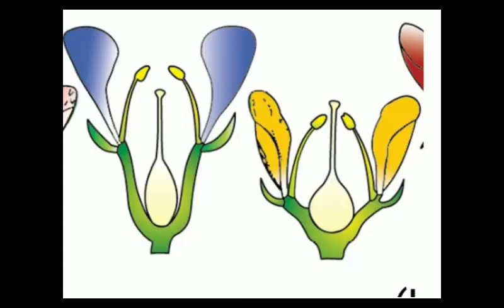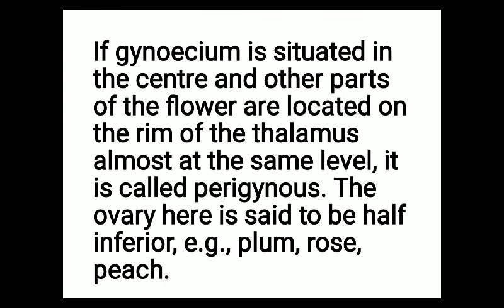So in a perigynous flower, what will happen? We have to remember that the sepals, petals and stamens will arise from the same level as the ovary. Means at whatever level the ovary is, from that same level the sepals, petals and stamens will arise. Such a type of flower is known as perigynous. Peri means boundary or periphery. So in a perigynous flower, sepals, petals and stamens arise from the same level of the ovary. And examples of perigynous flower are plum, rose and peach.